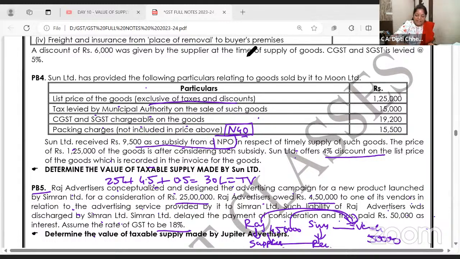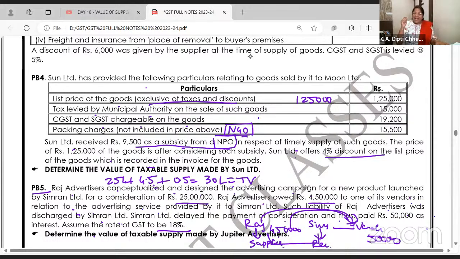Say the answer. I'm waiting. 5 minutes are over. Enough time for a 5 minute question. How much more time do you need? So let us start now. List price of the goods excluding taxes and discounts is 1,25,000.